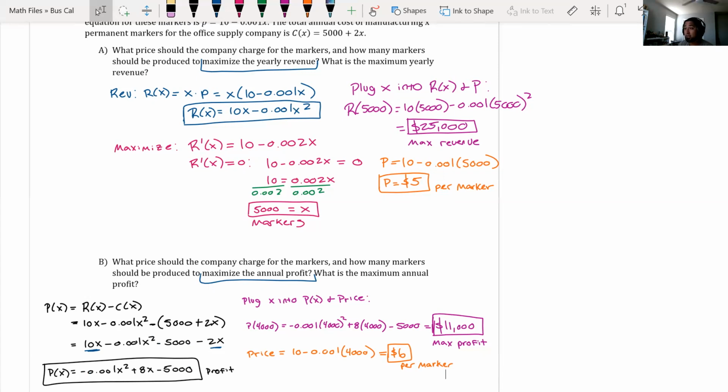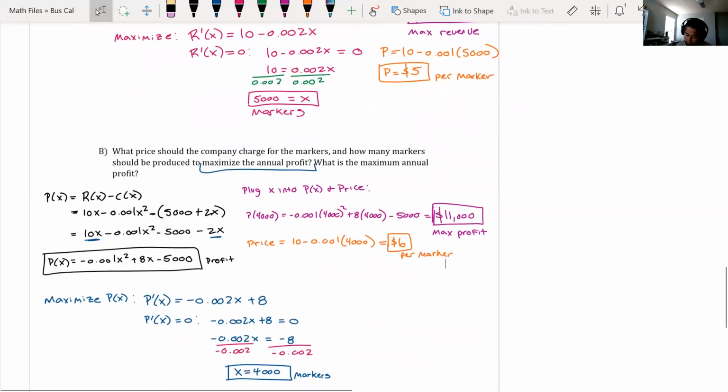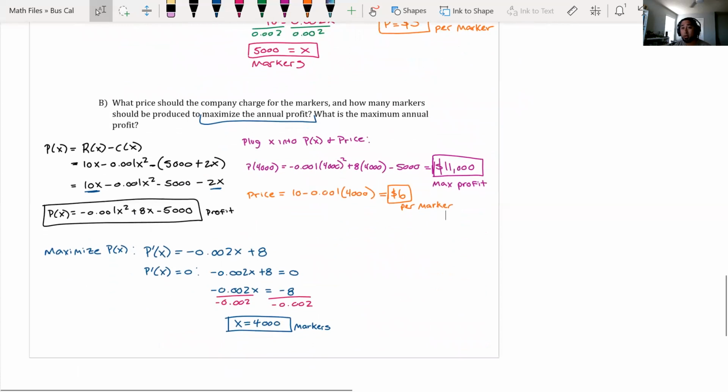Exactly, it's what you made from the sales. And then remember, profit puts the cost equation into effect. So now you're doing your revenue minus your cost, and we're only walking away with $11,000. So if this were to ask for the cost of producing these 4,000 markers, well, you have your max revenue of 25,000, your max profit of 11. This means it costs $14,000 to make those markers. Cool, thank you. Yes, sir. All right. Well, we are done.